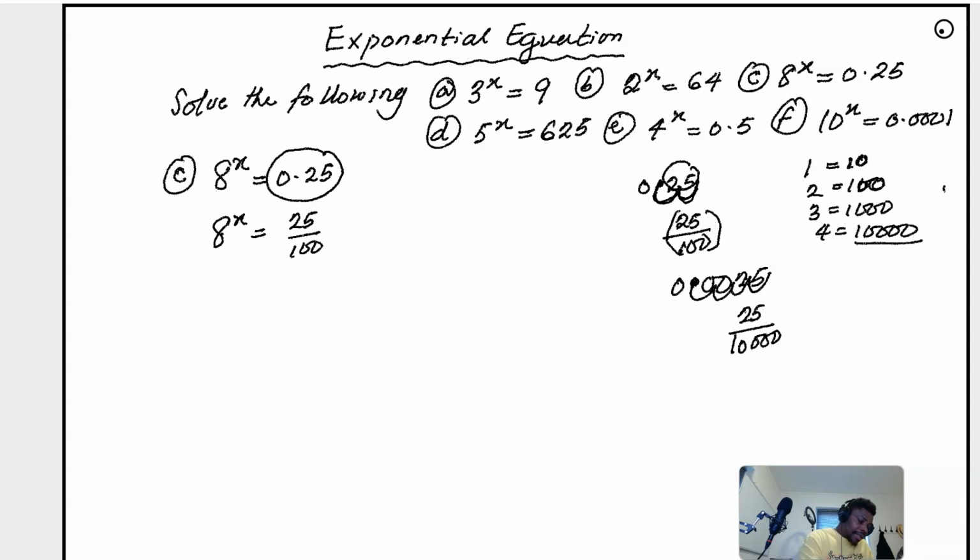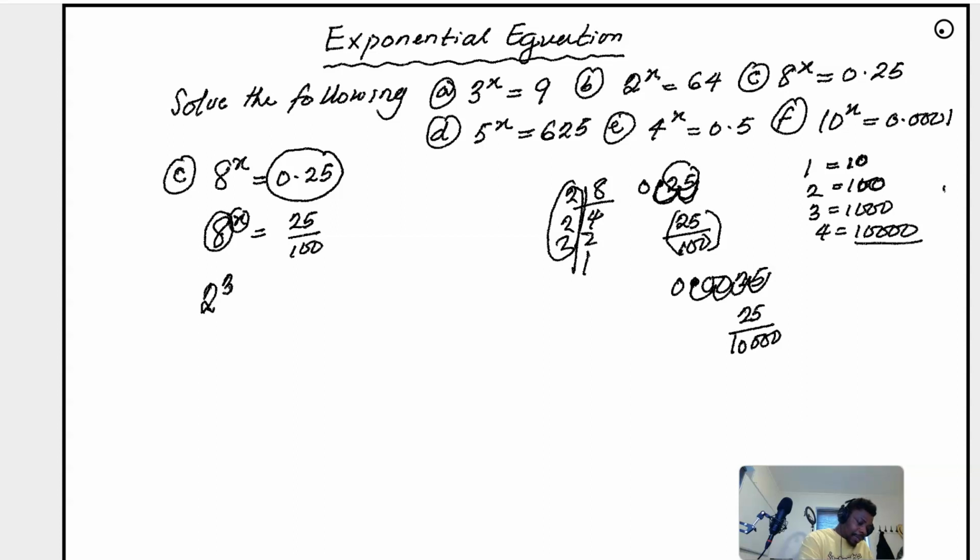So 8, what can go in 8? 2. Okay? So 2 raised power 3 is 8, because 2 here is 4, 2 here is 2, 2 here is 1. So 2 in 3, 2 three times. 2 multiplied by itself 3 times gives 8. So that is why I'm writing 2 raised power 3, 8. So 2 raised power 3 is 8 here.